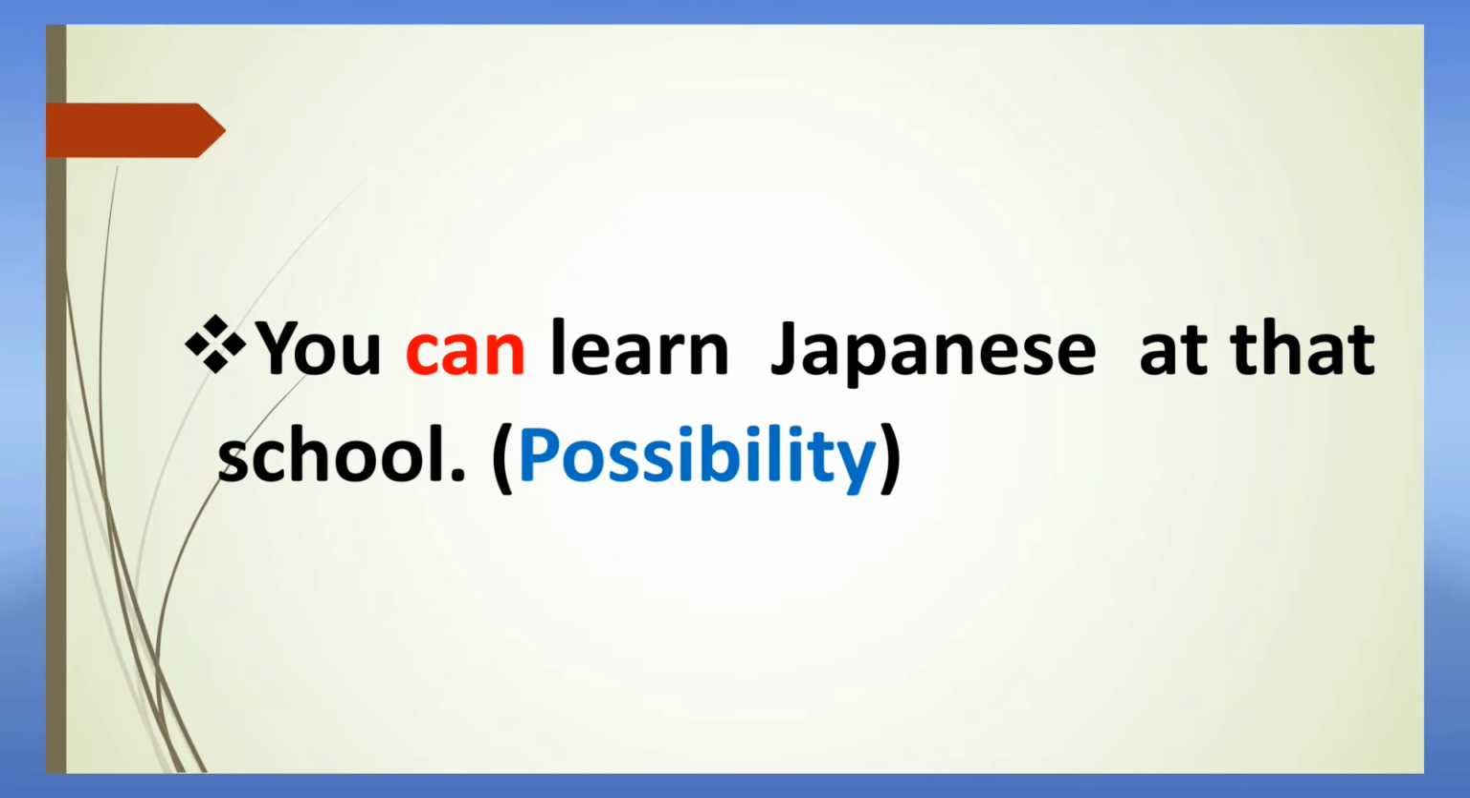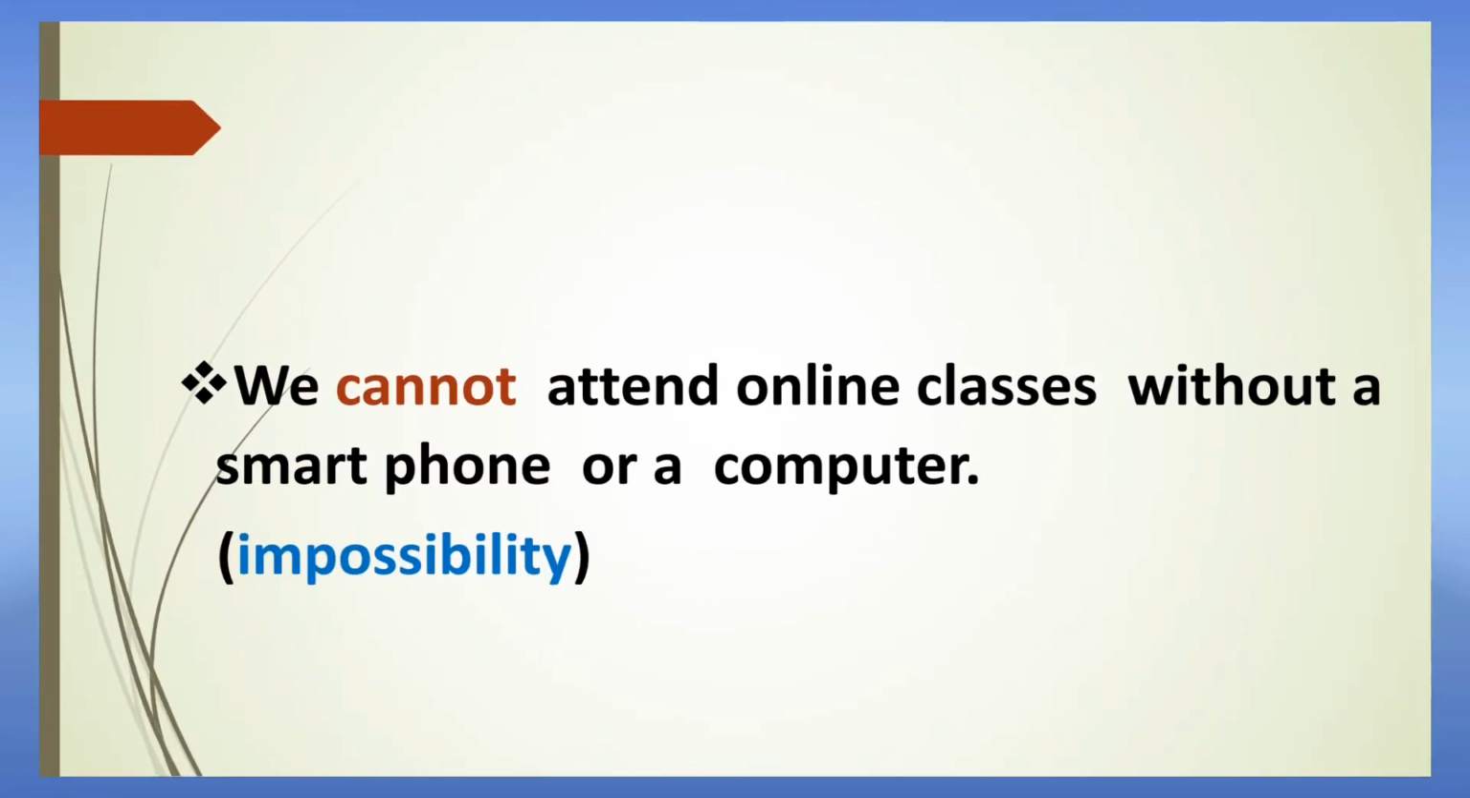Okay, the learning of the language Japanese to the students. Let me move to the next example for impossibility. So the possibility we have learnt. So now let me explain you about the impossibility. Look at the given example.